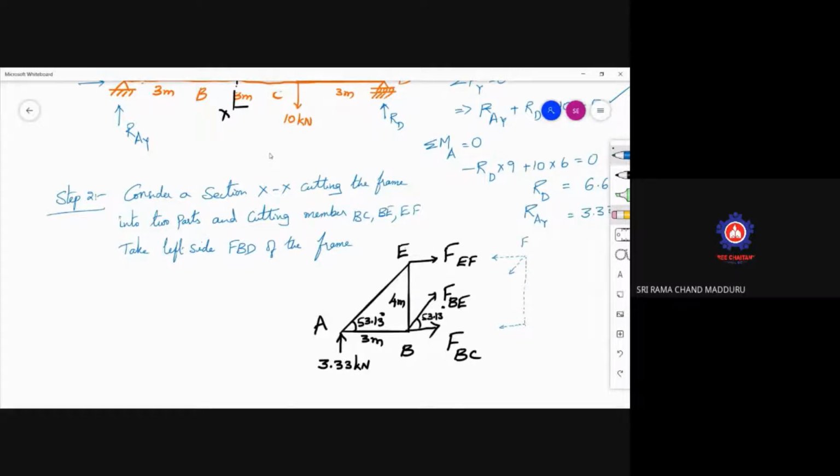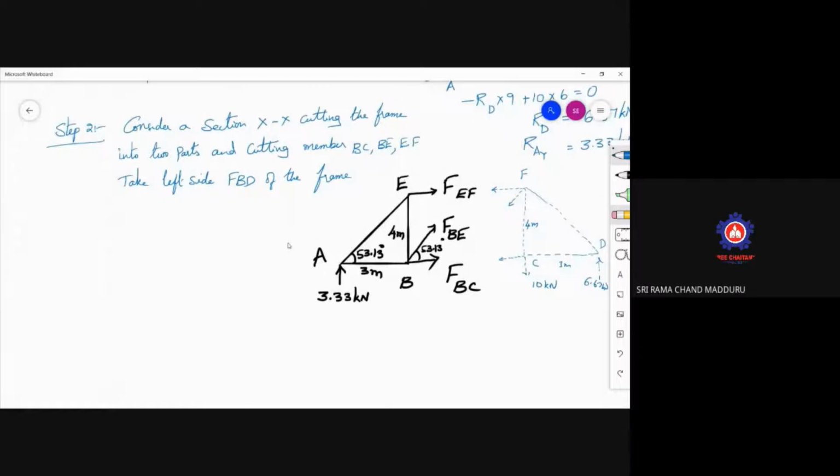This is your force EF. Here this is D, a point load of 10 kilonewtons is acting, this point is C, this is 6.67 kilonewtons, the distance is 3 meters, this is 4 meters. So the right side free body diagram also we can take, but however we took the left side free body diagram, that's it. Now how many members are there to be calculated? Here the unknown forces are BC, BE, EF. So three unknown forces are there. Using your equations of equilibrium, we can calculate the force in each member.